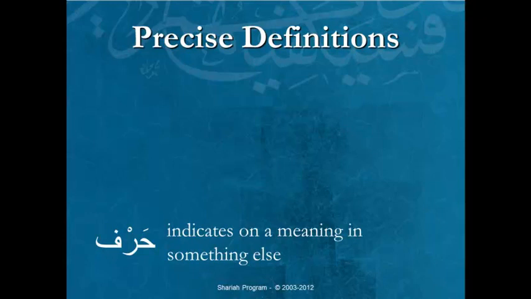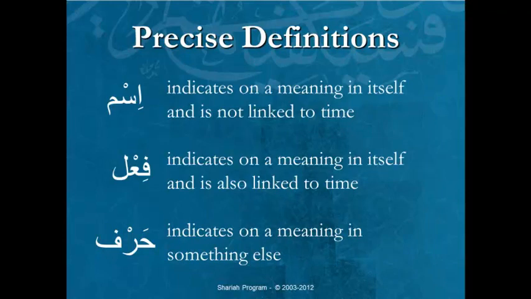So now we're ready to go ahead and define. The difference between the ism and the fi'l would obviously be tense, in the sense that ism is not linked to time, whereas the fi'l is linked to time. The fi'l contains a tense. So here's all three of them for you. Ism is the part of speech in Arabic that indicates a meaning in itself and is not linked to time, like the word tree or the word house.